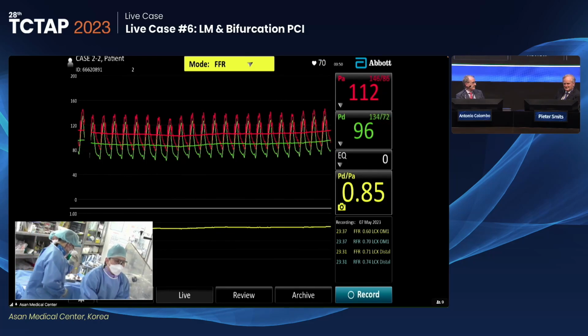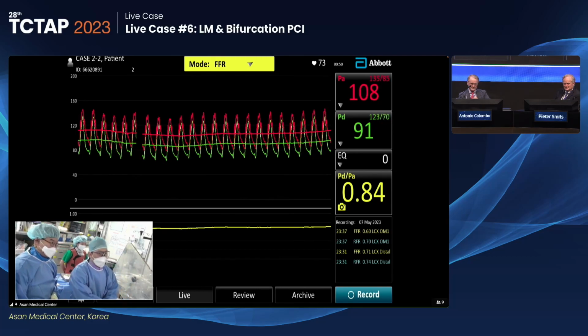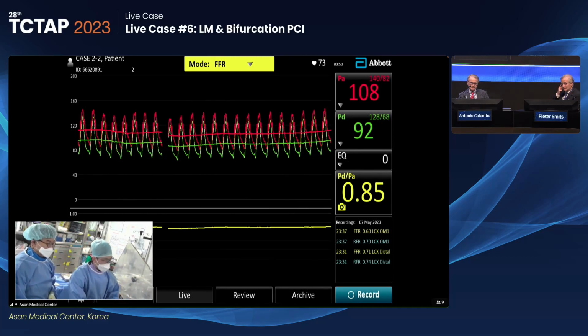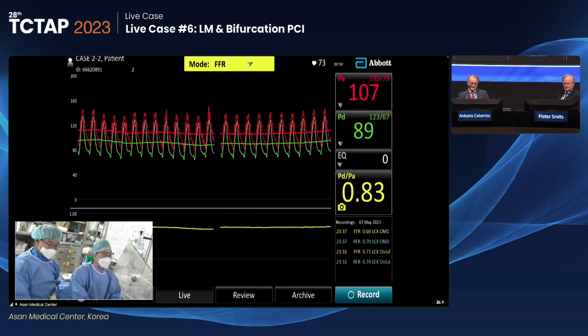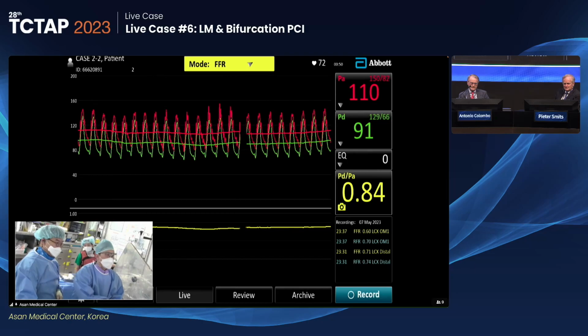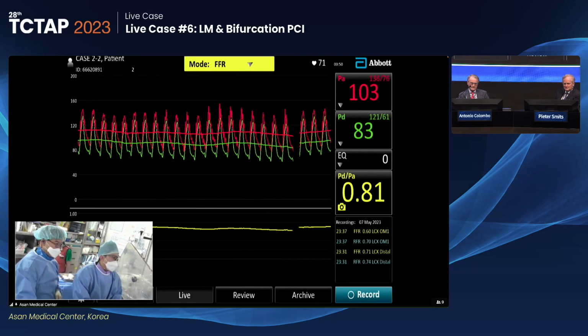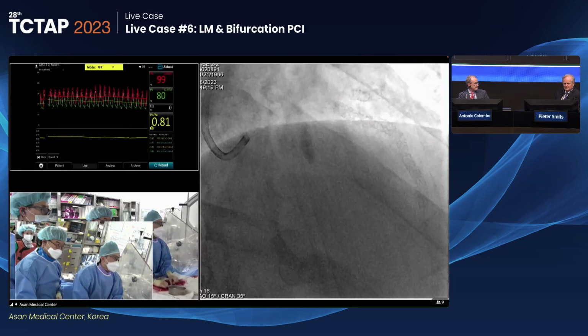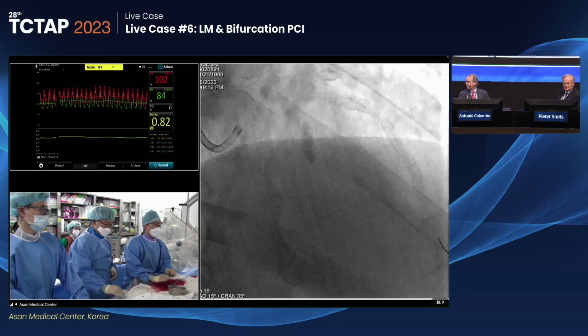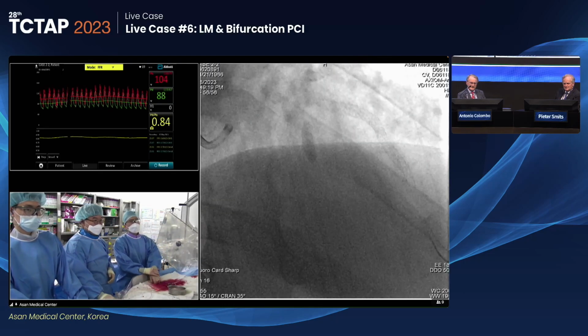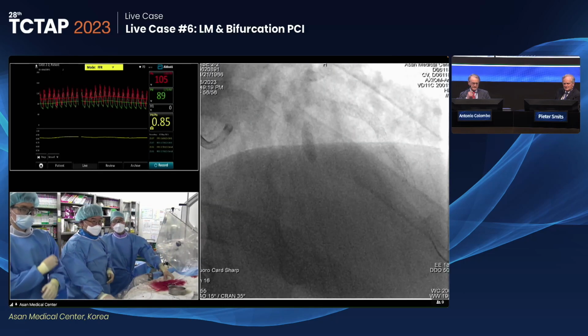Dr. Kang, can you slightly pull back the guiding catheter from the ostium? Did you disengage the guiding catheter from the left main ostium? Oh, yes, fully disengaged, big time. Okay, as you want, I will fully engage. I did not expect it. Okay. The value is 0.85 now.